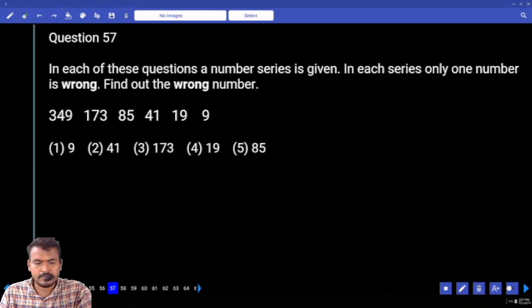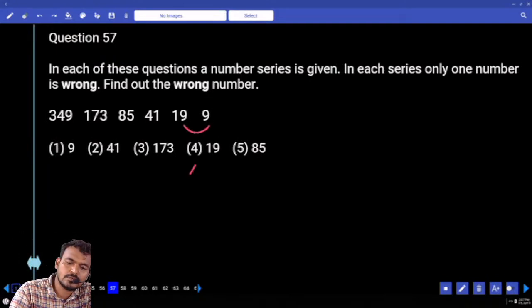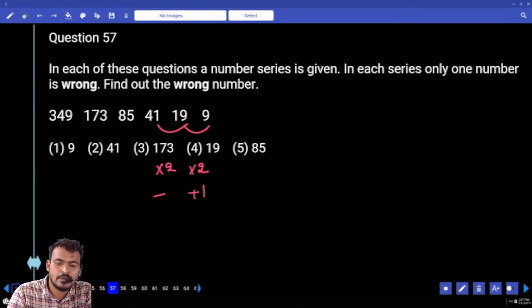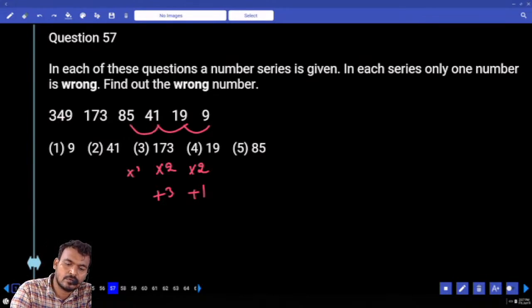Wrong number series. 9 into 2, how much? 18. Plus 1 means 19. 19 2s are 38. Plus 3, or not? Means every value is 2 times or 4 times? 2 times. And here also 2 times. And here also 2 times. And here also 2 times, or not?